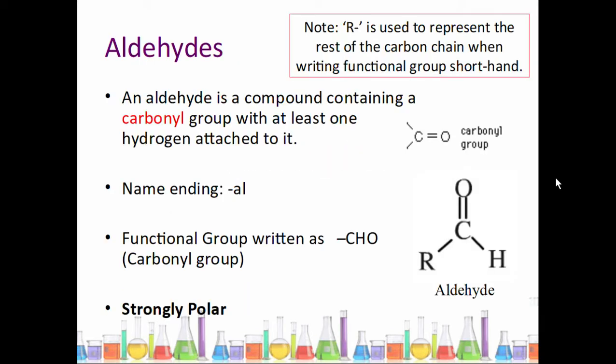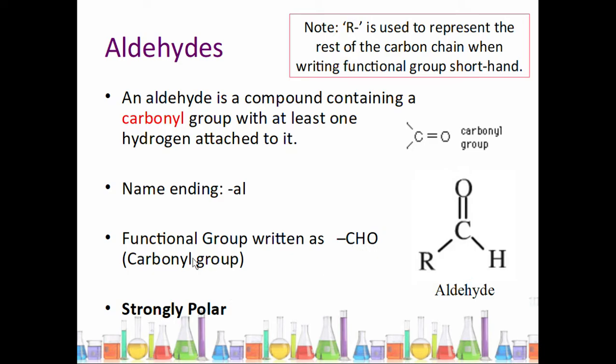So the first one is aldehydes. An aldehyde is a compound containing a carbonyl group. So this is a carbonyl group here with at least one hydrogen attached to it. So the ending for aldehydes is al. So we have alcohols ending in ol, aldehydes end in al from the beginning of their name. The functional group, so the ending of the name, is written as CHO. Now this is important because you need to identify the difference between CHO and COH, which is an alcohol. So COH is alcohol, CHO is an aldehyde.